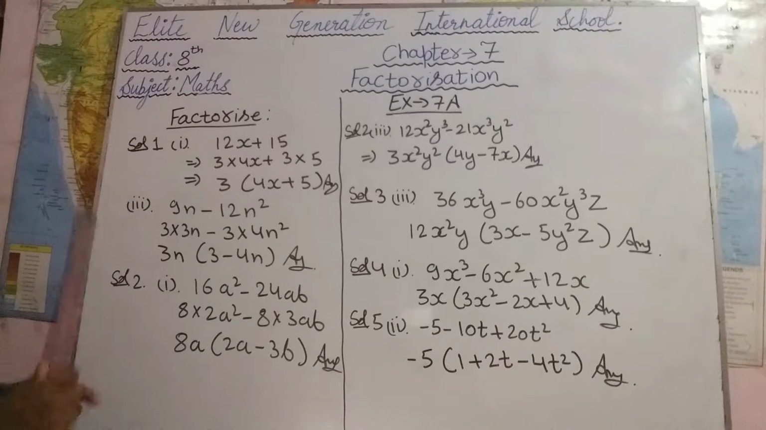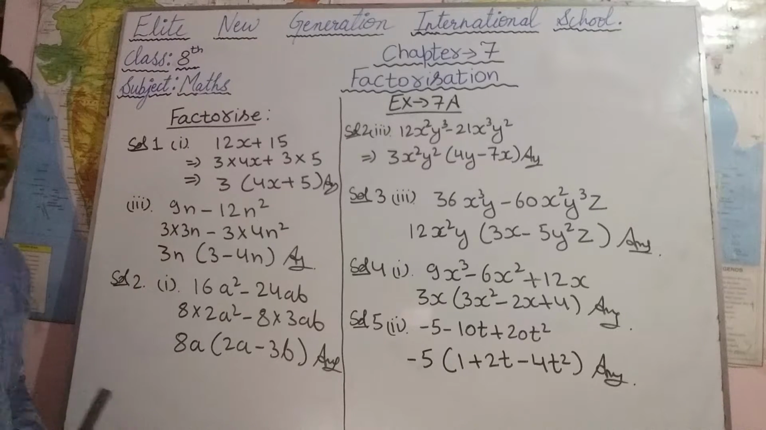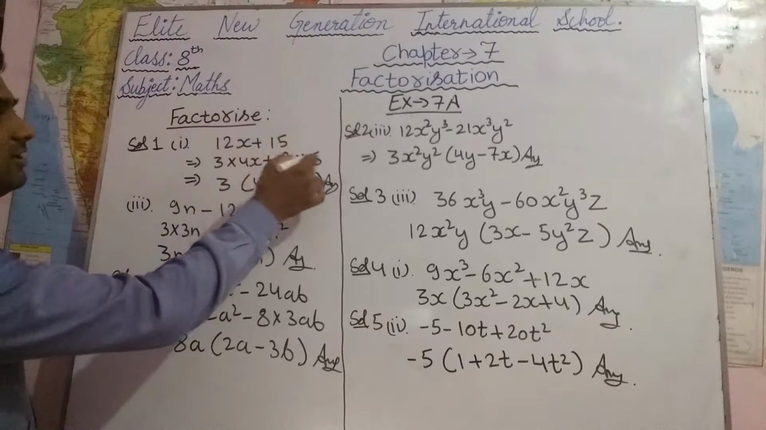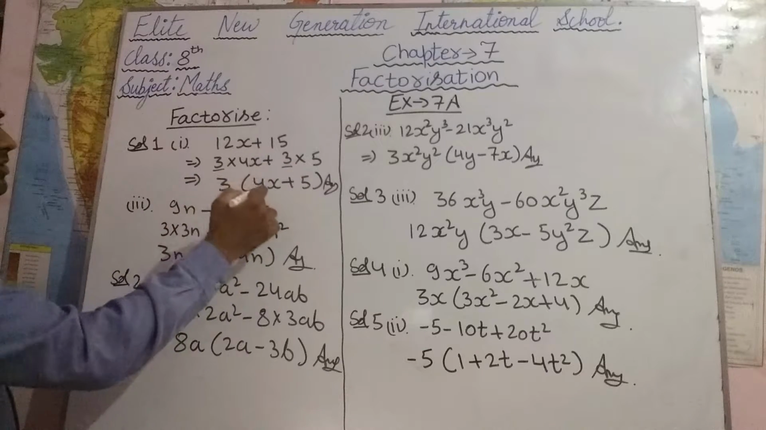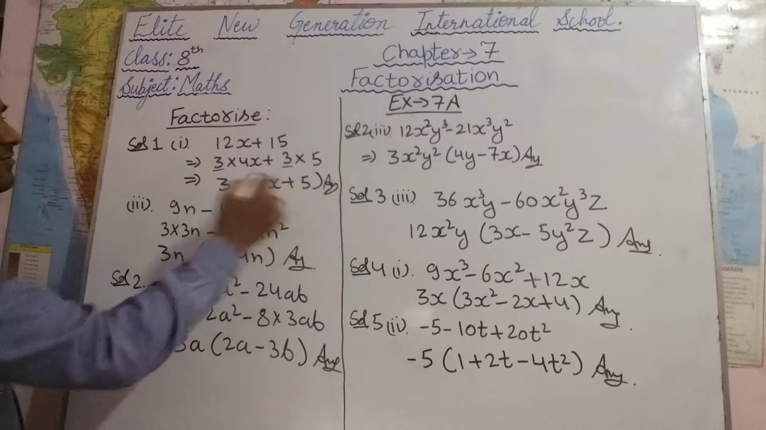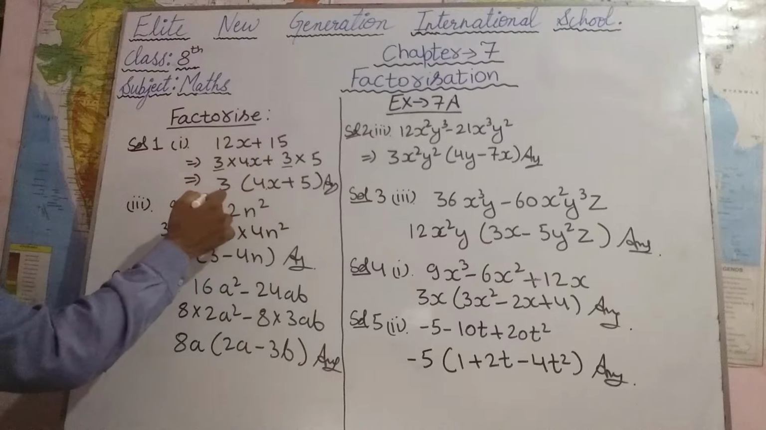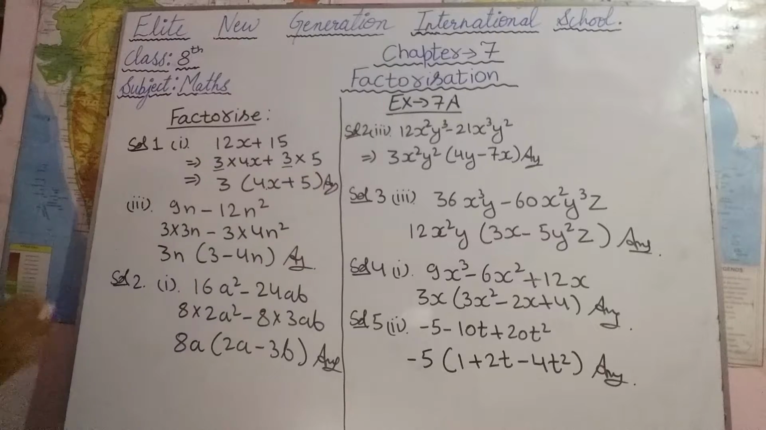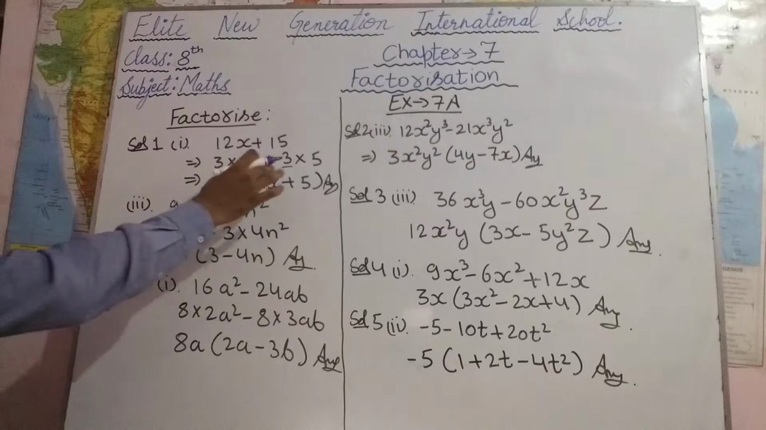In exercise 7a, we have to factorize. So in question number 1, first part, we have to factorize 12x plus 15. Here this 12x we can write as 3 into 4x plus, and this 15 we can write as 3 into 5. So we can take 3 as common. When we take 3 common, in the bracket it will be 4x plus 5, because when we take 3 common, here will be 4x and here will be 5. So 3 in bracket 4x plus 5 will be the answer. Now similarly the remaining part, the second part, you can try yourself.